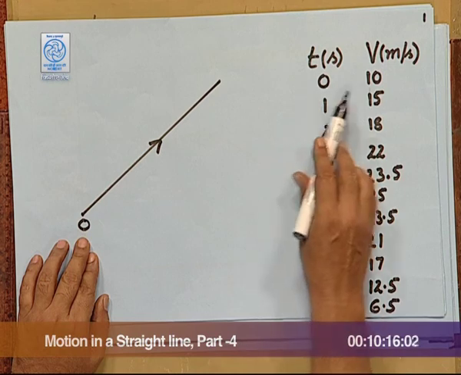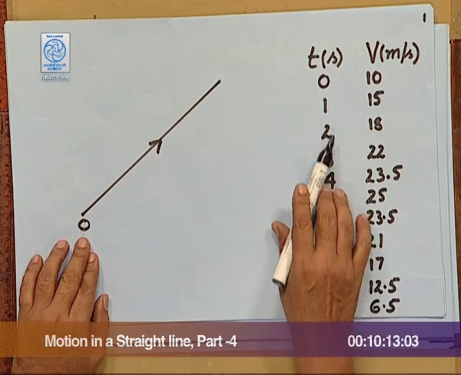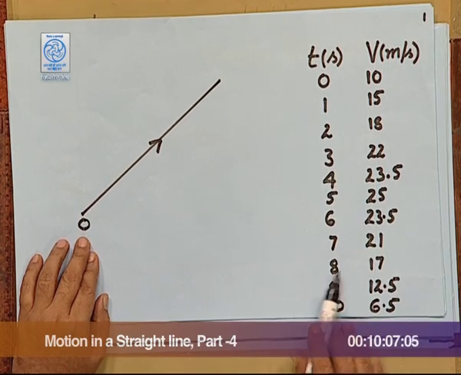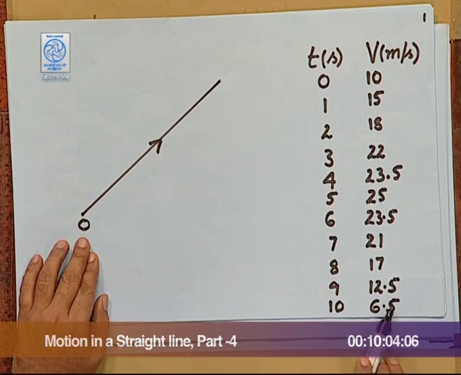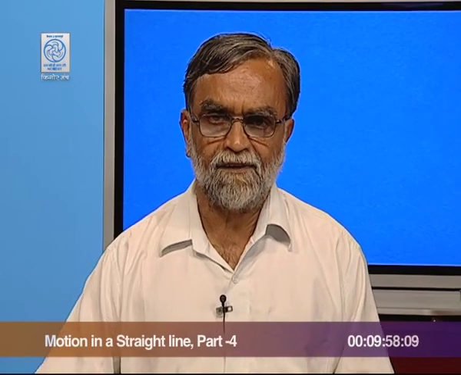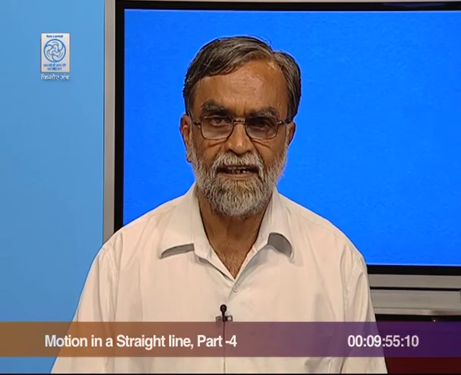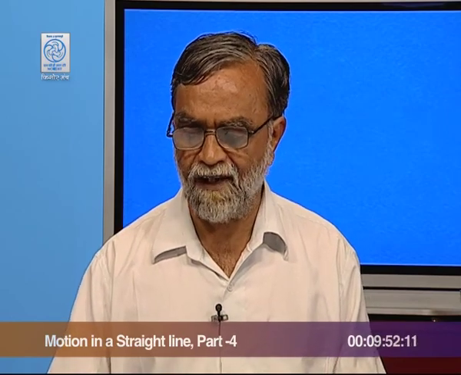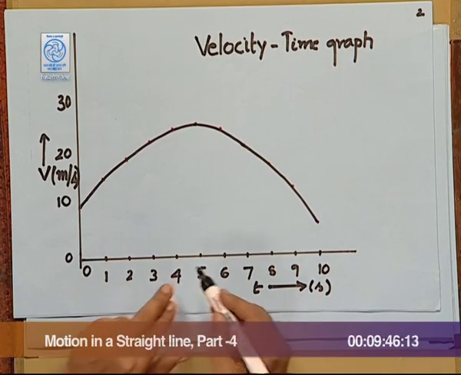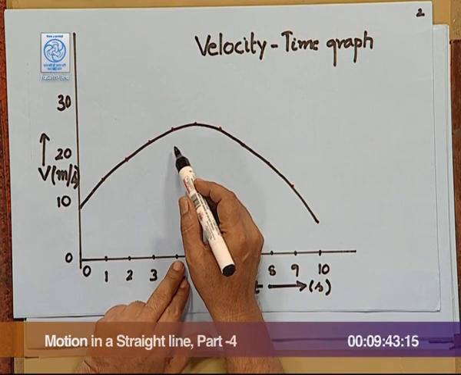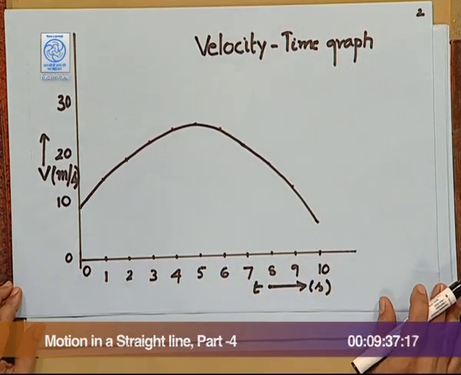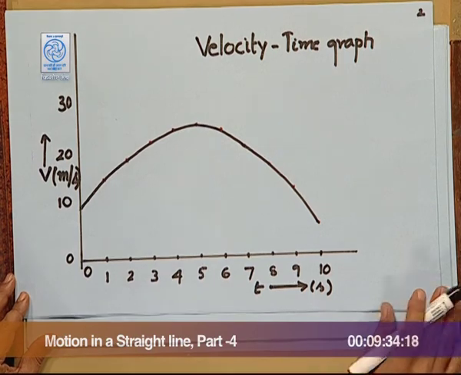At time 0 the velocity is 10 meters per second, at time 4 seconds it is 23.5 meters per second, at 8 seconds it is 17 meters per second, at 10 seconds it is 6.5 meters per second. Now, the data of velocity as a function of time is plotted in the graph. Please look at this velocity-time graph. At t equal to 1 second, the velocity is 15 meters per second. At 4 seconds, it is 23.5 meters per second. At 8 seconds, it is 17 meters per second. The velocity goes on changing with time.